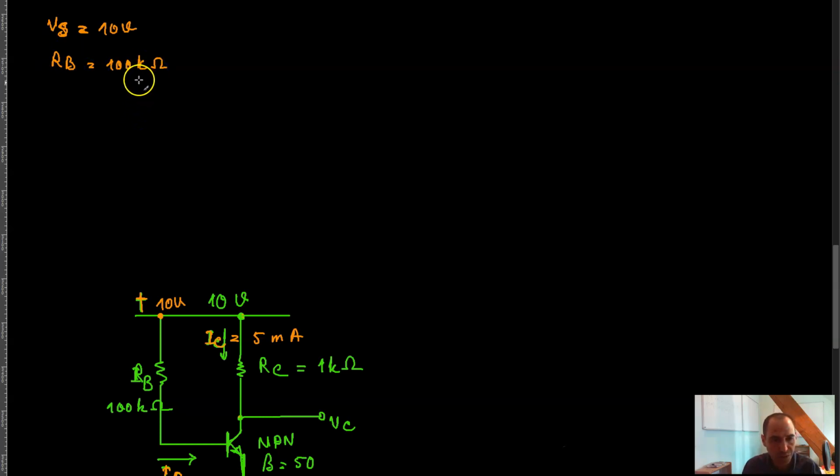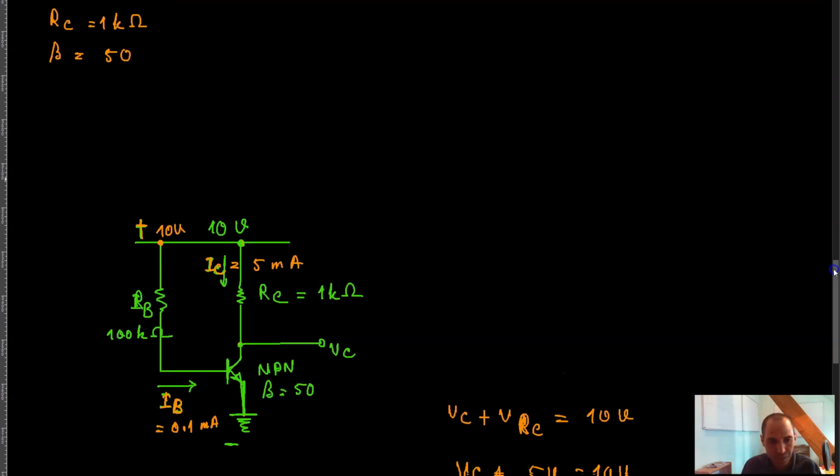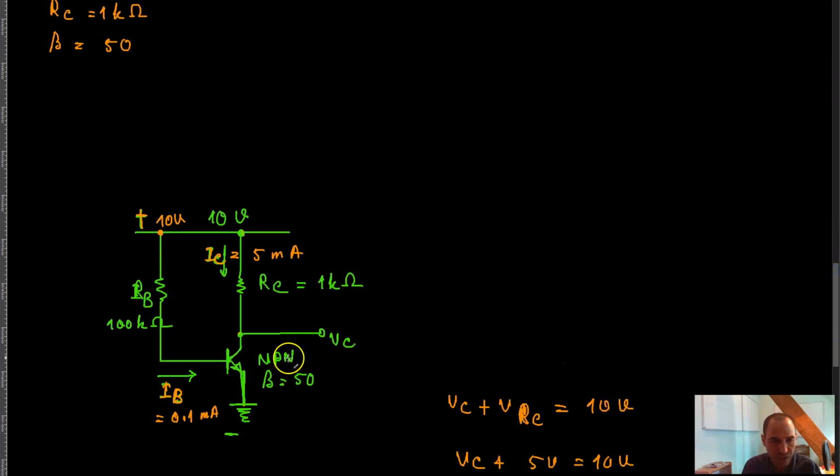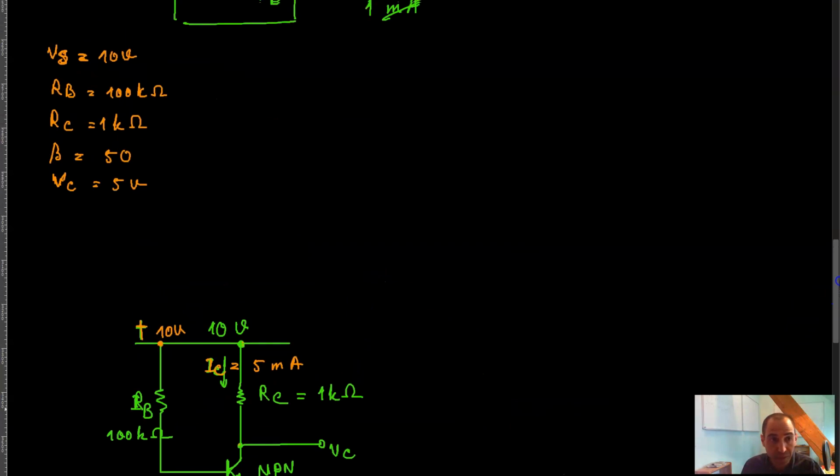R of B is equal to 100 kilo ohm. R of C is equal to 1 kilo ohm, and the beta of my transistor was 50. As a result, what we got was that V of C was equal to 5 volts, right? So that was basically all the calculation that we did here.